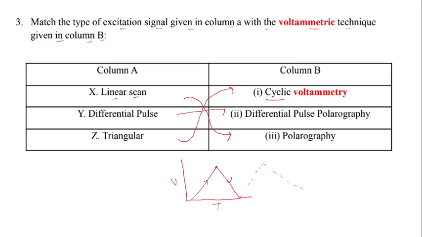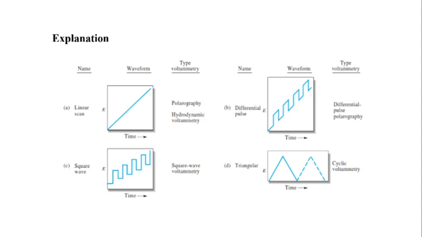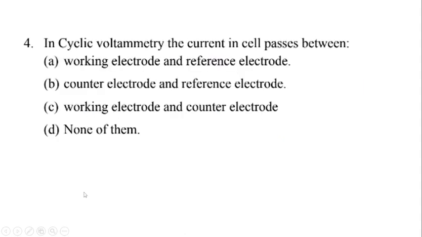Okay, so you can find the options. It is explained here. Linear scan we have already explained with respect to E and time. It is constantly increasing, which means your scan rate is fixed: the voltage per second that you are increasing is fixed. That's why you get a straight line. Polarography and hydrodynamic voltammetry are the types of voltammetry which use a linear scan.